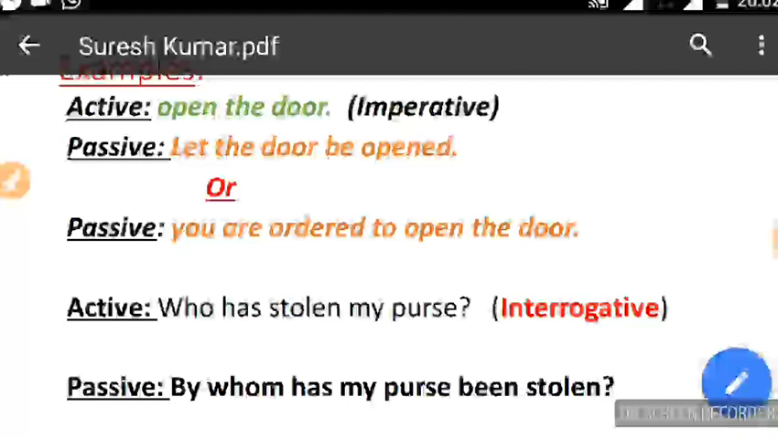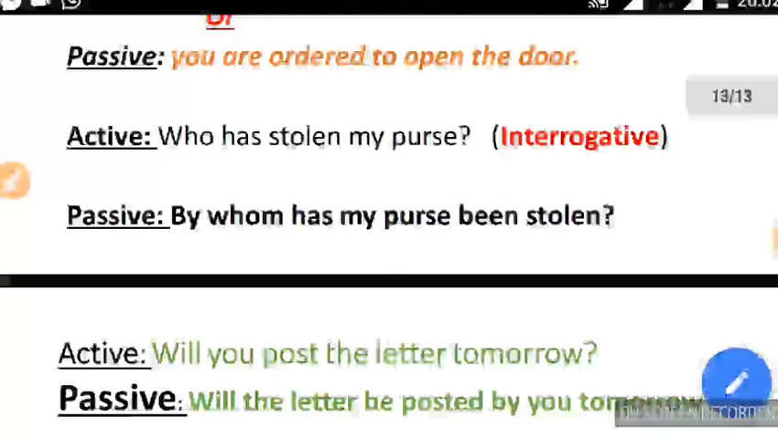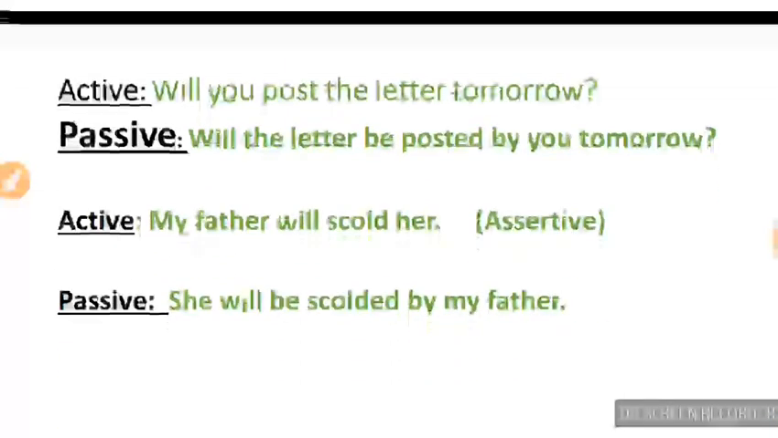Have a look at another example. Who has stolen my purse? Interrogative. Now who will be changed into by whom. By whom has my purse been stolen? Next. Will you post the letter tomorrow? Again interrogative. Passive. Will the letter be posted by you tomorrow? If you follow the given steps, step 1, step 2, step 3, step 4 we have mentioned earlier, then you can formulate passive very easily.